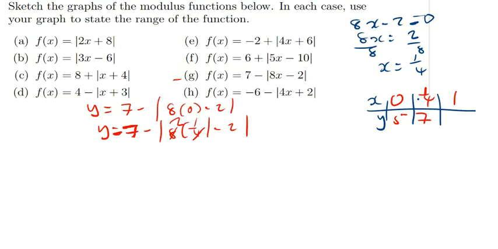Are we together? Yeah, sure. So then, if I put 1, it's going to be 8 times 1 minus 2. 8 times 1 minus 2 is what? Positive 6. So 7 minus 6 is positive 1.